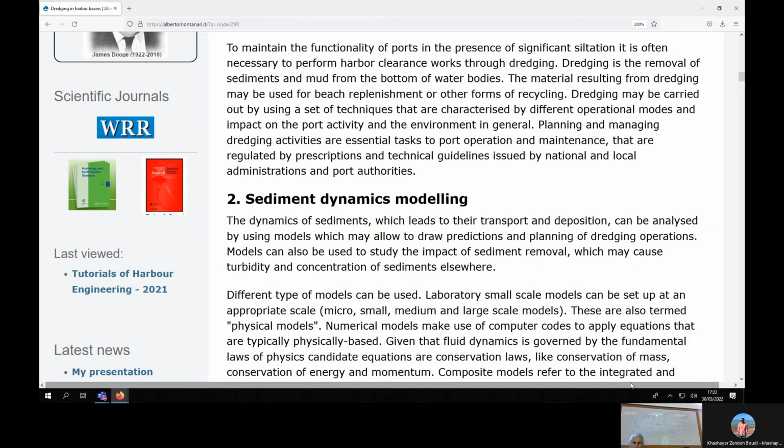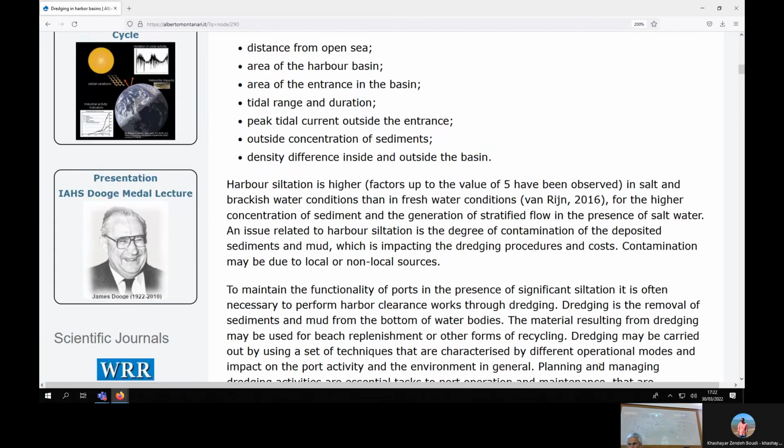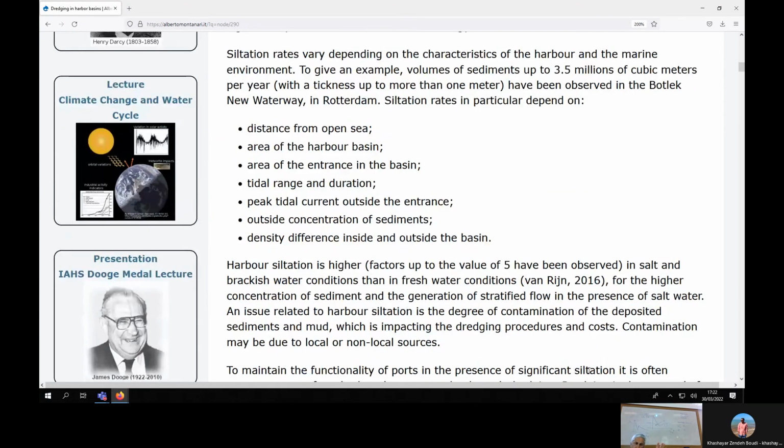Yeah, the siltation. Could you repeat the definition? Yeah, siltation is deposition of sediment. It is sediment settling down.